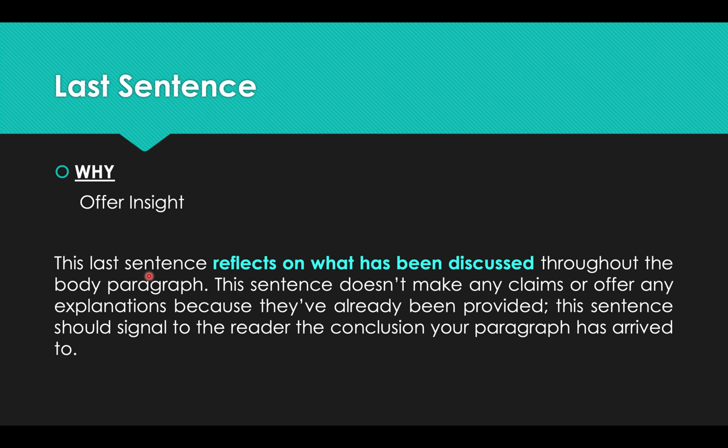This last sentence reflects on what has been discussed thus far. So, the sentence doesn't make any claims or offer any explanations because that's already been provided. This sentence should signal to the reader the conclusion of your paragraph. And this is important, that you should wrap up your own idea, not begin another. Meaning, there is a style of writing in which the last sentence of a body paragraph is used to signal or anticipate the next sentence of the next body paragraph.